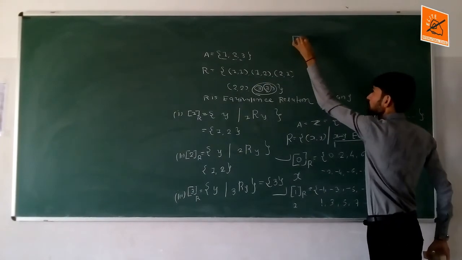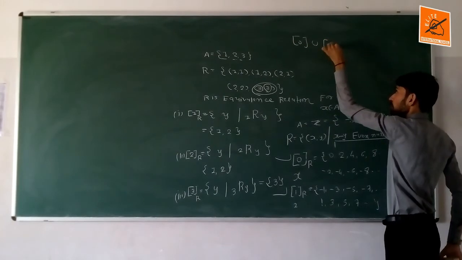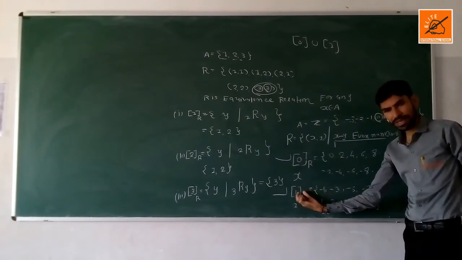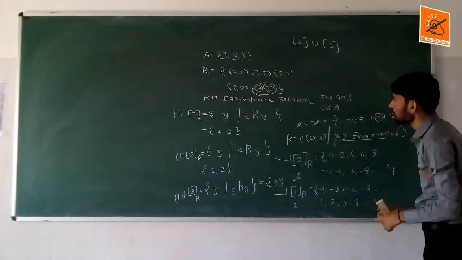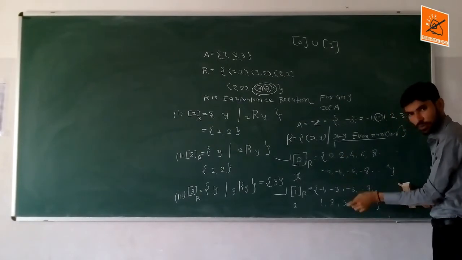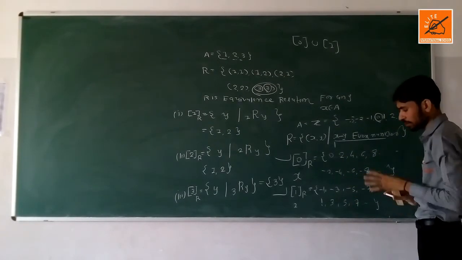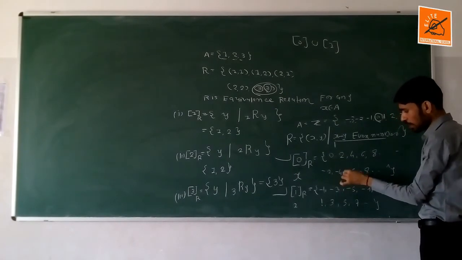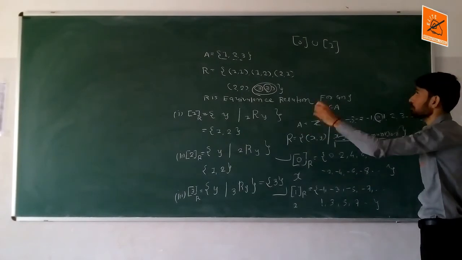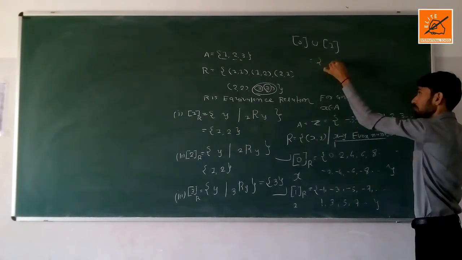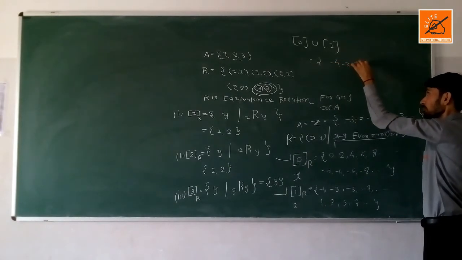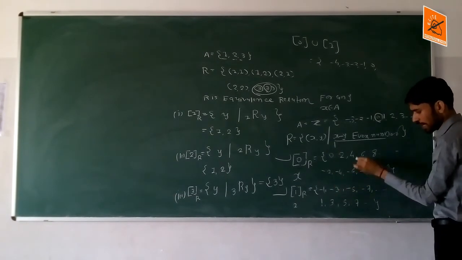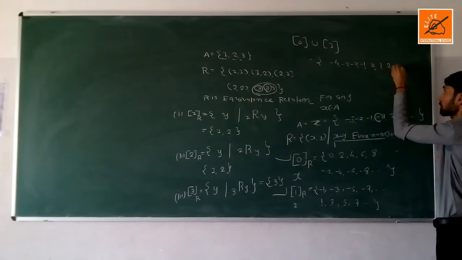the union of equivalence class 0 and equivalence class 1, because the equivalence class of 0 is one kind of set and the equivalence class of 1 is also a set. So if we do the union of these two sets, then our set contains the elements 0, minus 1, minus 2, minus 3, minus 4, minus 5, minus 6, and on the positive side 1, 2, 3, 4, 5, 6, 7, 8.